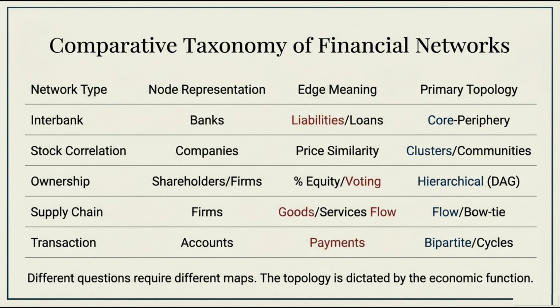Stock correlation networks use companies as nodes and price similarity as edges, often showing clusters or communities. Ownership networks involve shareholders and firms connected by equity or voting rights, often forming hierarchical directed acyclic graphs, or DAGs. Supply chain networks use firms connected by goods and service flows, often creating bow tie or flow structures. Transaction networks use accounts and payments, often revealing bipartite patterns or cycles.